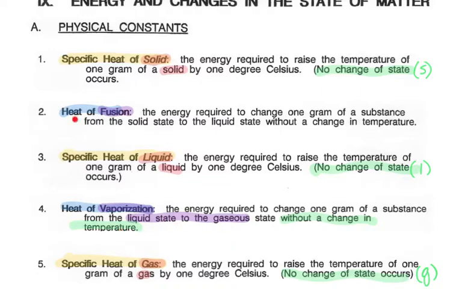For the heat of fusion, it's kind of the same statement. In this case, it's the energy required to change 1 gram of a substance from the solid to the liquid, what we would call melting, without a change in temperature.